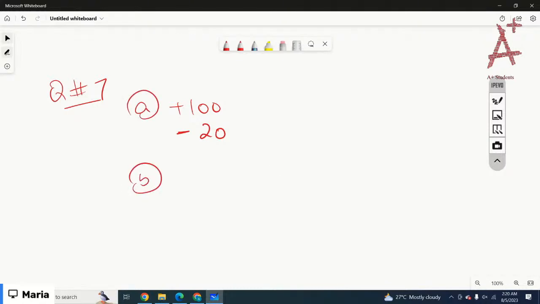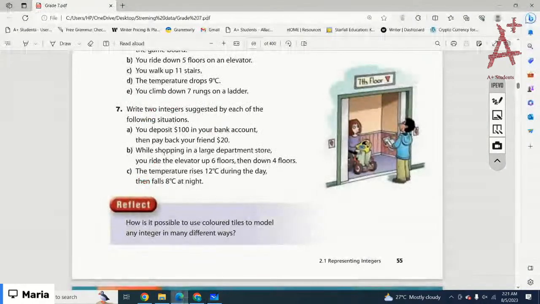The B part is, while shopping in a large department store, you move up 6 floors, and then down.